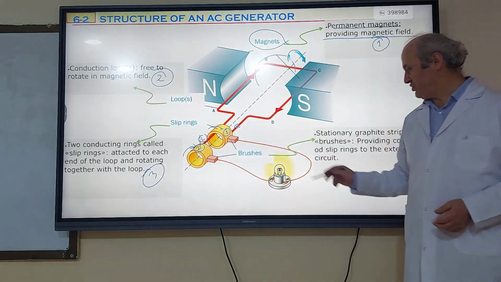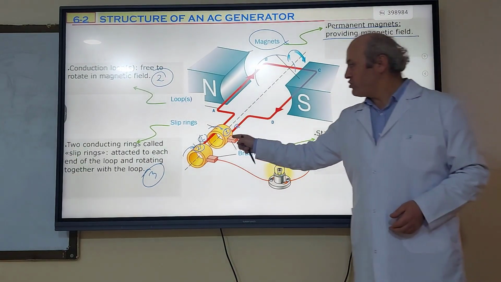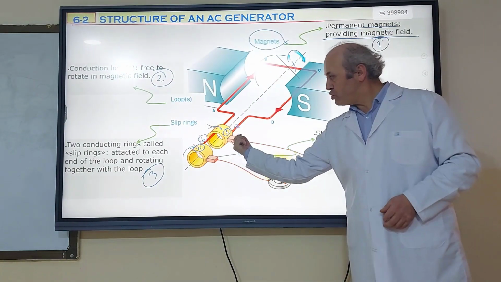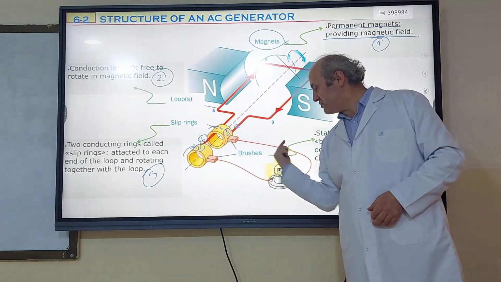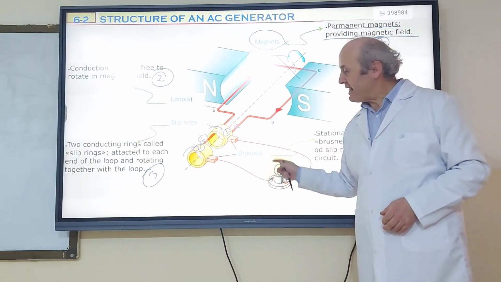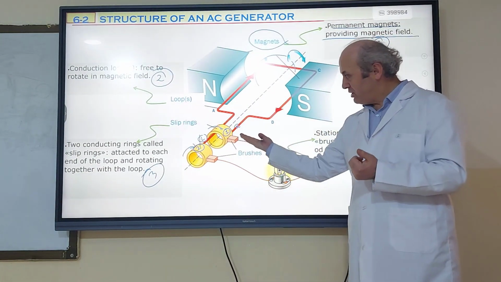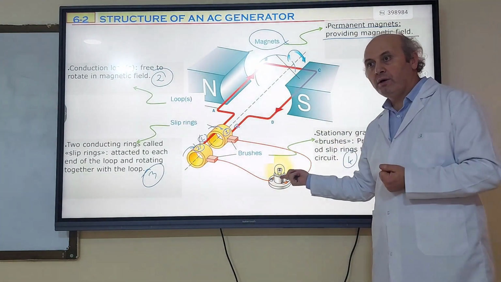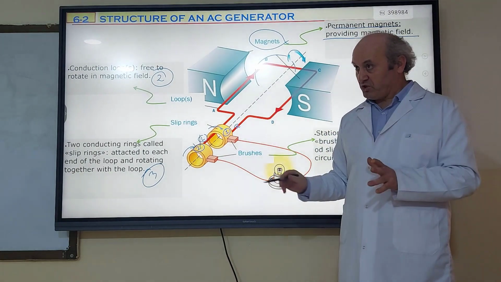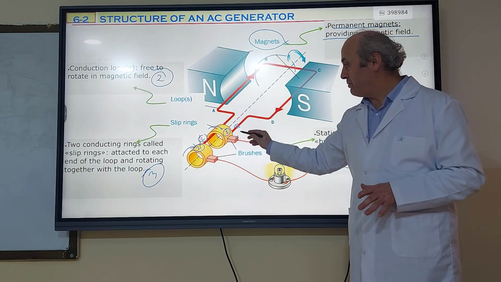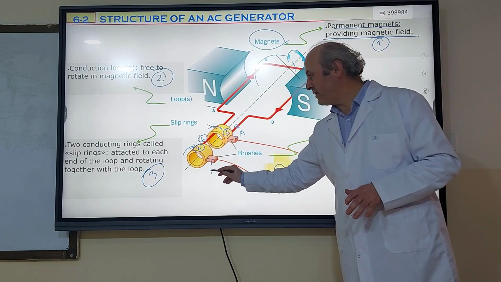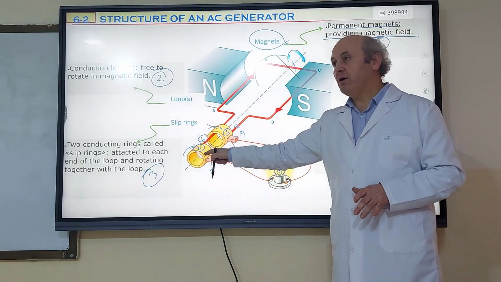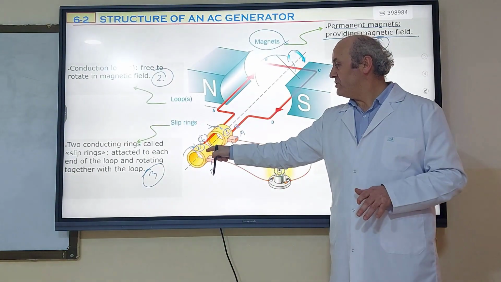The fourth component is brushes. What is a brush? Soft carbon, graphite. They are in contact with the rings to take the electric charges from the ring to the external circuit, to the lamp. So the brush function is to take the electric charges from the ring and give them to the lamp. There are two brushes, but these brushes are fixed. Brush A is always in contact with the first ring. Brush B is always in contact with the second ring.